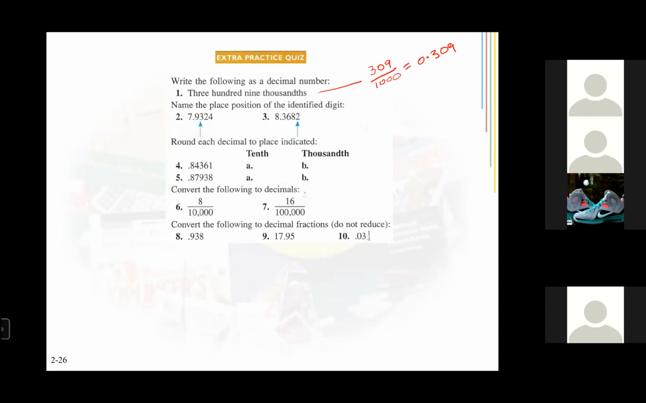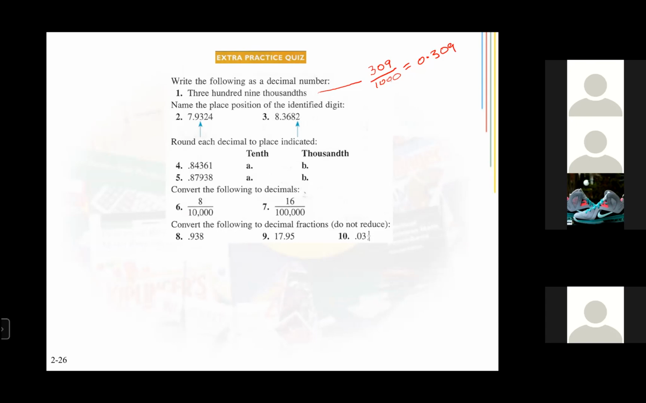Number 4, they're asking you to round that number twice. First, you round it to the nearest 10th, then to the nearest 100th. So 0.84361 to the nearest 10th would be 0.8. To the nearest 1,000th, that would be 0.844. Okay, the next one, they want you to round to the nearest 10th and the nearest 100th. 0.9, yes. And 0.879. Okay, thank you.